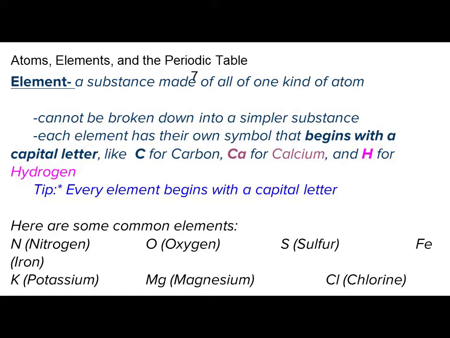Well, what is an element? An element is a substance made up of one kind of atom, and it cannot be broken down into a simpler substance. Each element has its own symbol that begins with a capital letter, like C for carbon, Ca for calcium, and H for hydrogen. You say, wait a minute, Mr. Perry, calcium has a C and an A, but every element begins with a capital letter and only has one capital letter.